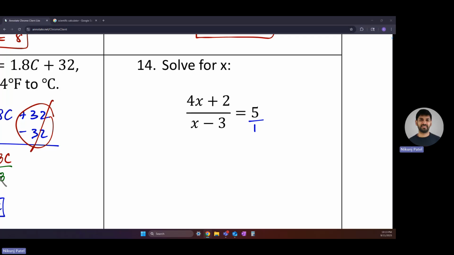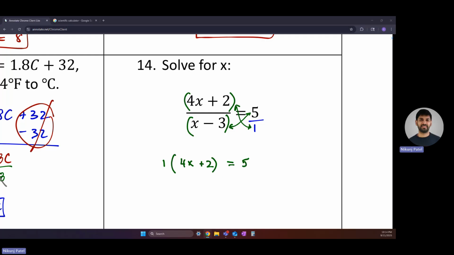And we also learned about cross multiplication. But in this case, make sure you use those parentheses. The 1 is going to get multiplied there, and the 5 is going to get multiplied with the x minus 3. So this is going to look like 1 times 4x plus 2 equals, and then we have this x minus 3 gets multiplied by the 5.